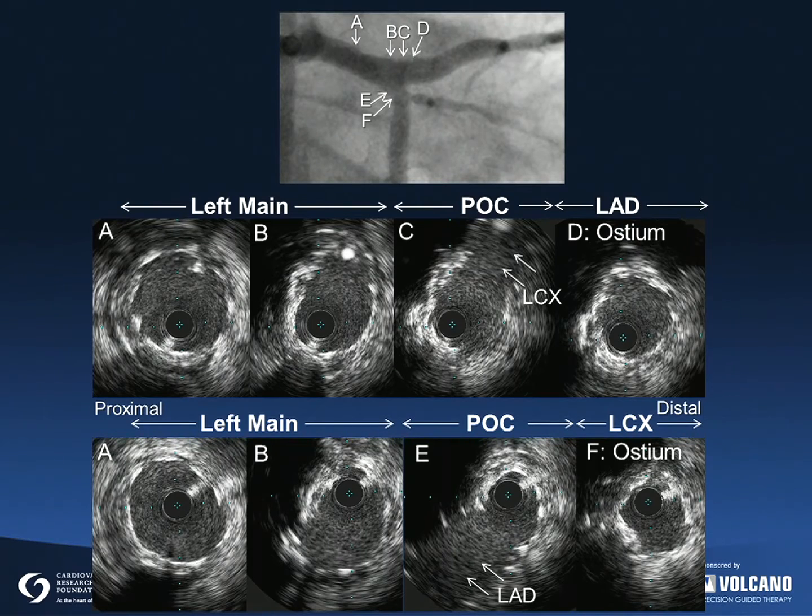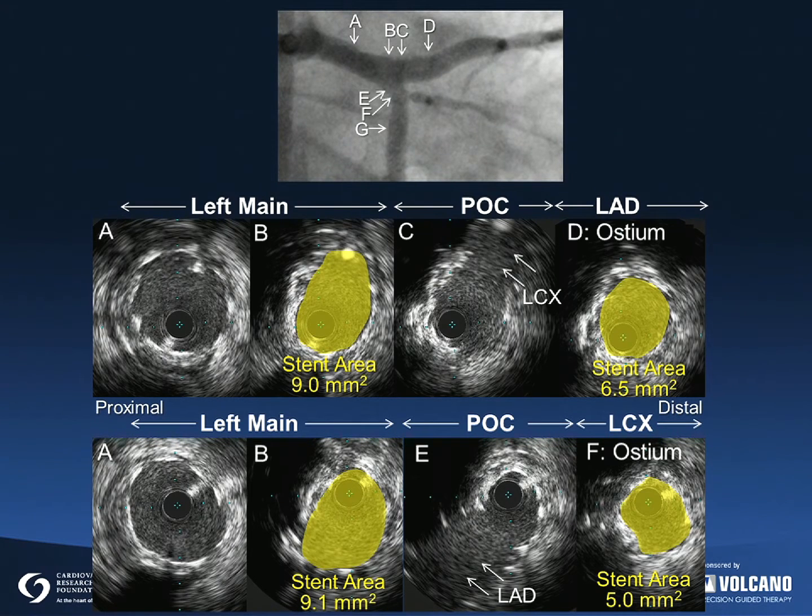These still frames summarize the two pullbacks. The pullback from the LAD at the top and the pullback from the left circumflex at the bottom. Panel A shows the mid-left main, and Panel B shows the distal left main. Panel C and Panel E show the site of the bifurcation and the origin of the opposite vessel.